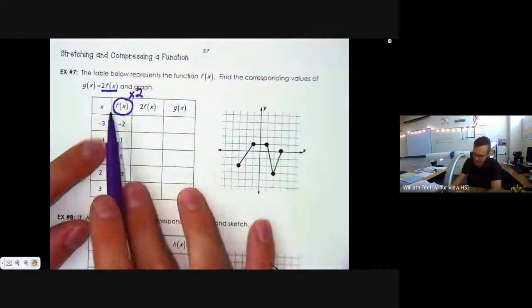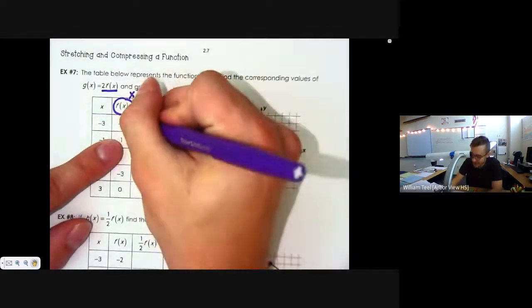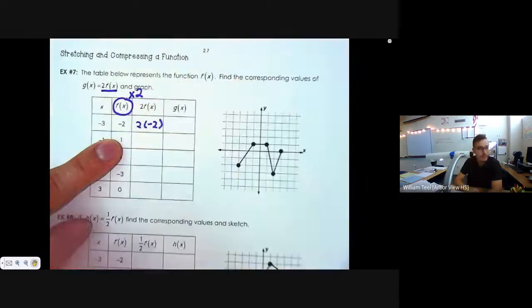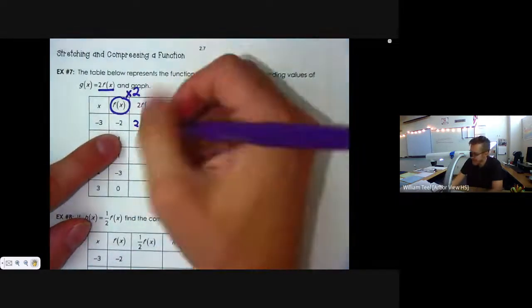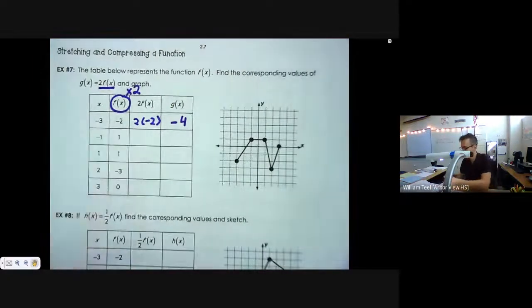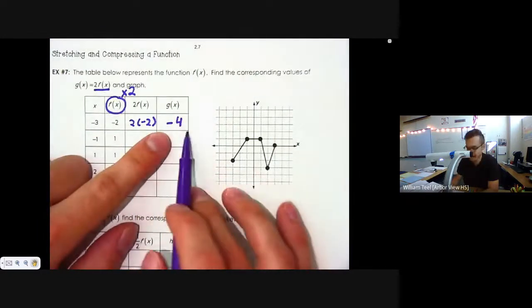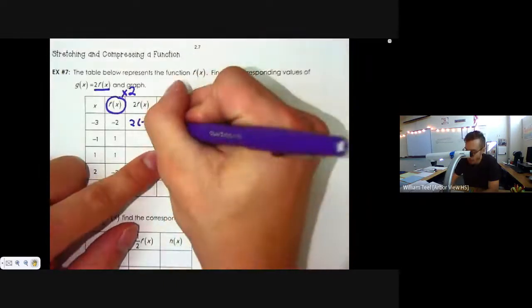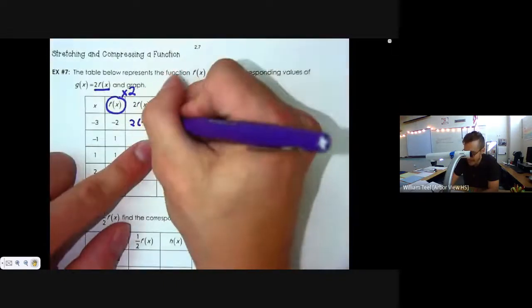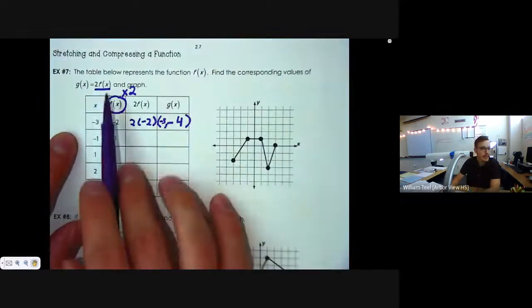So if I'm looking at 2 times f of x here, I am looking at 2 times negative 2. 2 times negative 2 is going to give me negative 4, so g of x is equal to negative 4. Now we're going to do the same exact thing. I do want you to note what the x coordinate is, just so that we can easily plot it on the graph. The x coordinate is over here in the left-hand column.